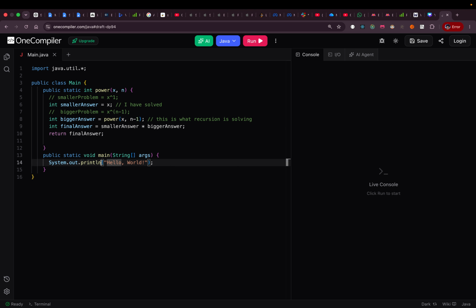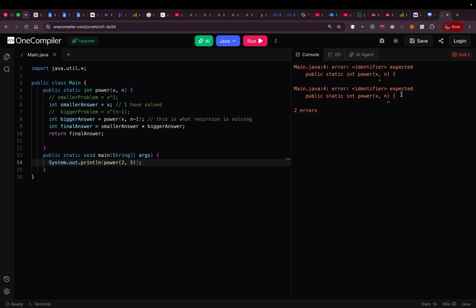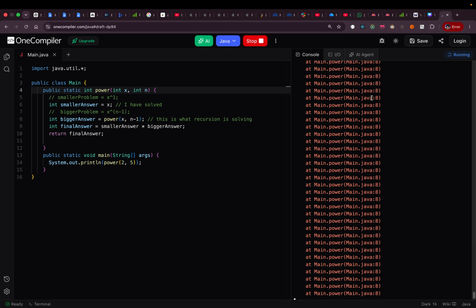Now suppose here in system.out.println, if I say power, if I pass 2, 5, then what does it become? Okay, so there are some issues. Let me fix them quickly. What does it say? Oh, I haven't written the data types. Nothing to worry about. Okay, so yes, now we are getting this issue. Why? This is called a stack overflow because there are infinite number of function calls.